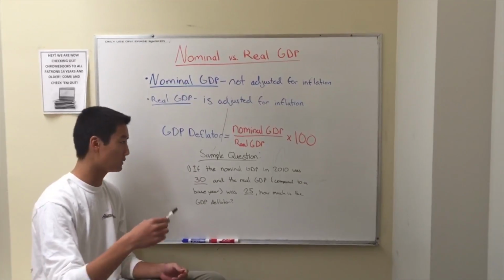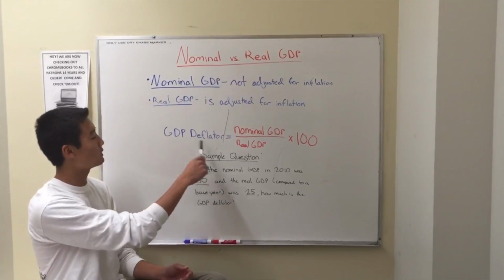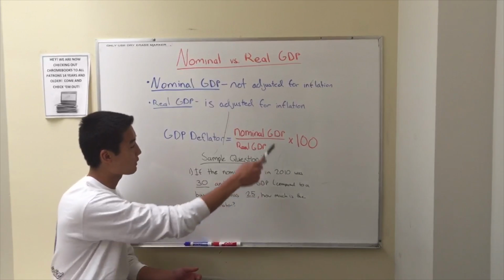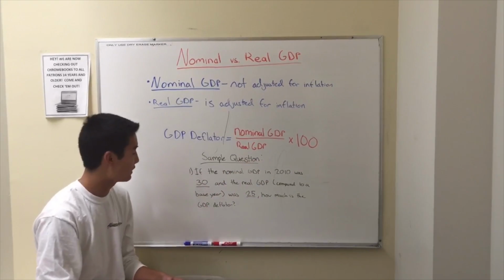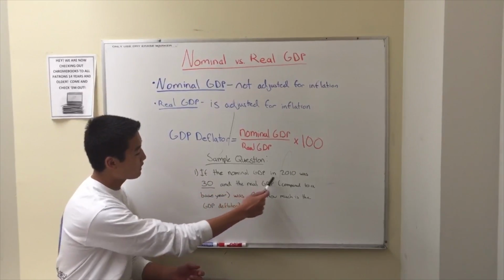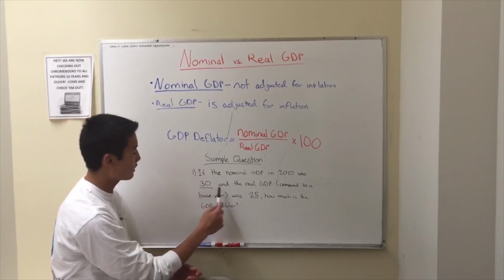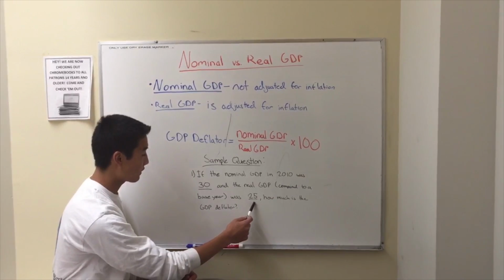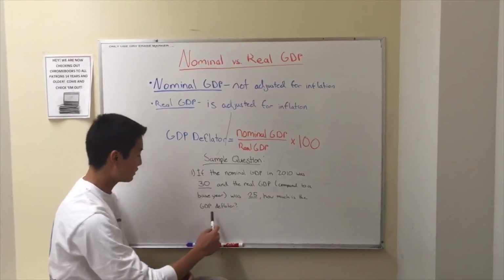And to get real GDP, you use the GDP deflator, which is nominal GDP over real GDP times 100, and that'll get you a percent. So now here's a sample question. If the nominal GDP in 2010 was 30 and the real GDP compared to a base year was 25, how much is the GDP deflator?